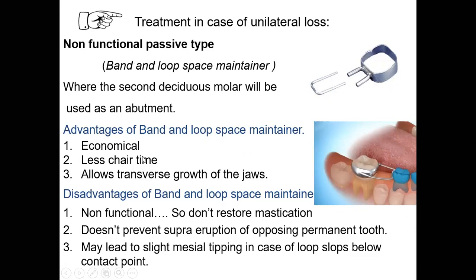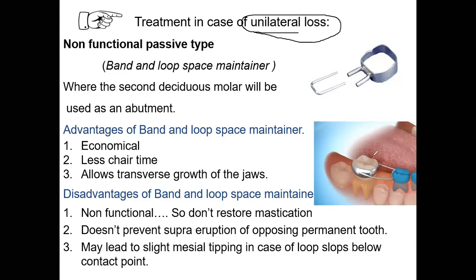They are economical. They need less chair side time. They are ready from the laboratory. We just need to apply, oh sorry, not bonding, but the banding material over here, and then we will be applying it over the tooth, and the rest of these components will be attached to it, and this way it will be maintaining this space. But they are only given when there is a unilateral loss.